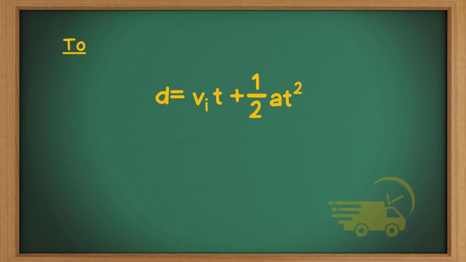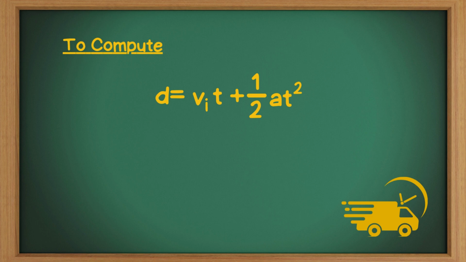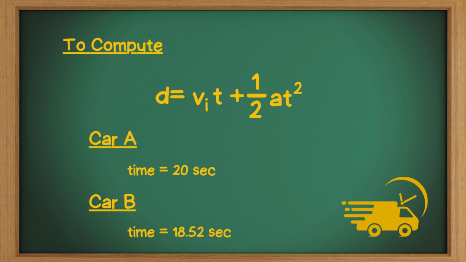To compute the time t it took for each car to cover the track, we use distance equals initial velocity times time plus 1/2 acceleration times time squared. For car A, the time is 20 seconds, and for car B, time is 18.52 seconds. So what does this imply?